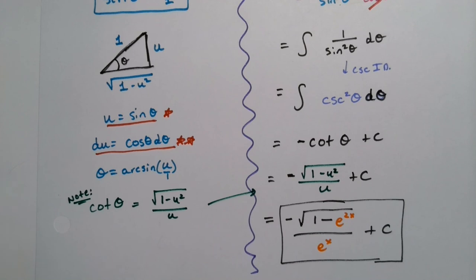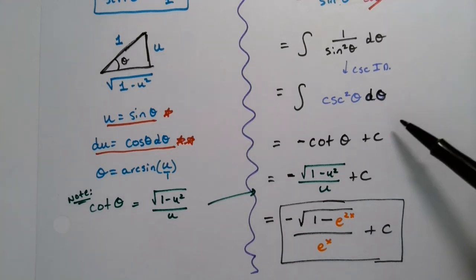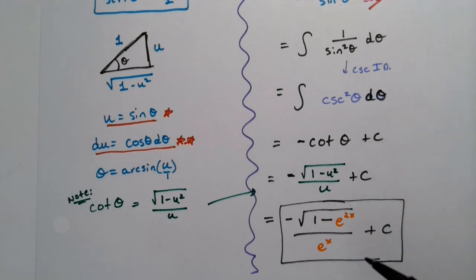Two different substitutions, a U-substitution, then a trig substitution. And then at the very end, we end up with a trig answer that we have to change into a U answer, which then we have to change into the original e to the x answer to get our original variable back.